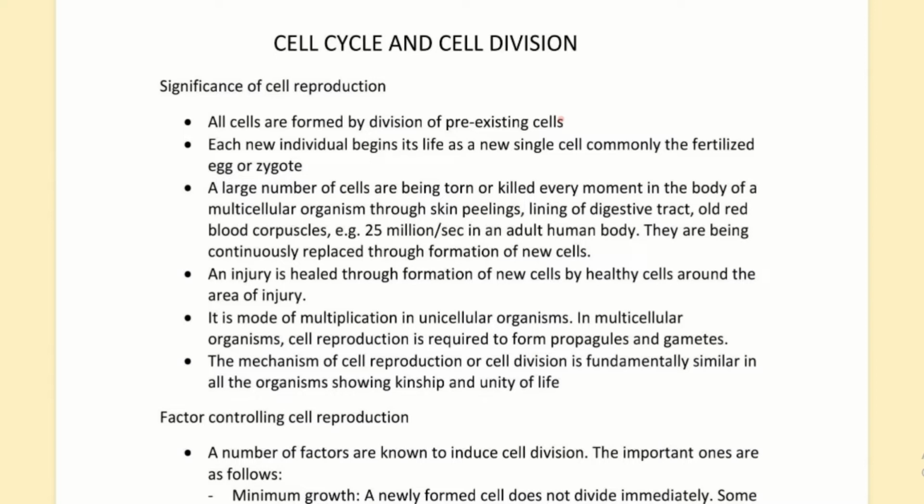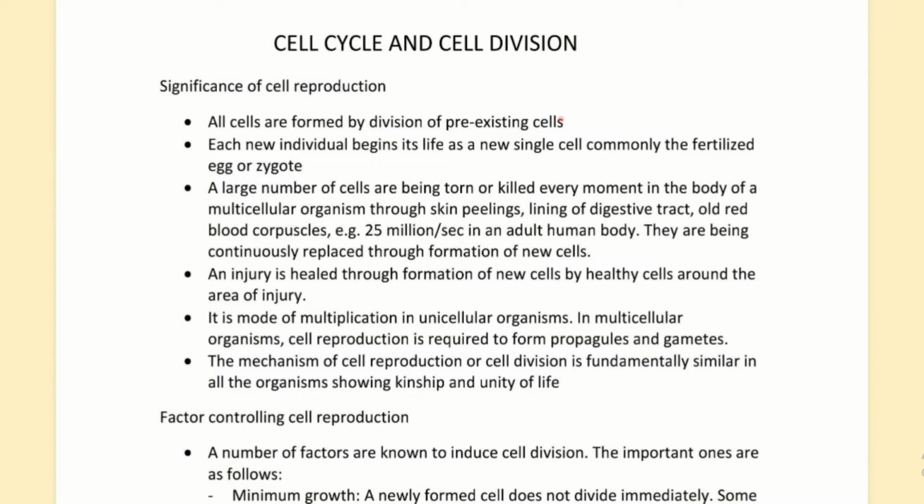A large number of cells are being torn or killed every moment in the body of a multicellular organism, either through skin peeling, lining of the digestive tract, or destruction of old red blood cells in an adult human body. They are being continuously replaced through the formation of new cells. An injury is healed through the formation of new cells by healthy cells around the area of injury.